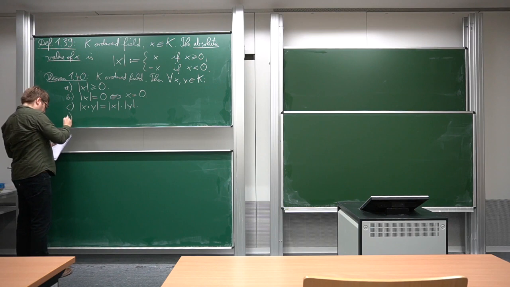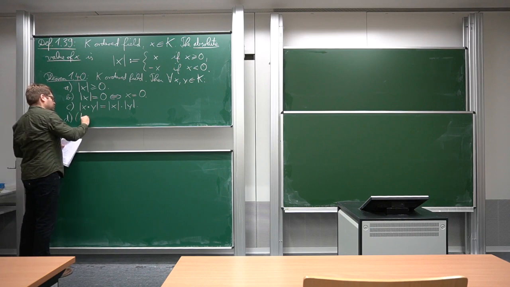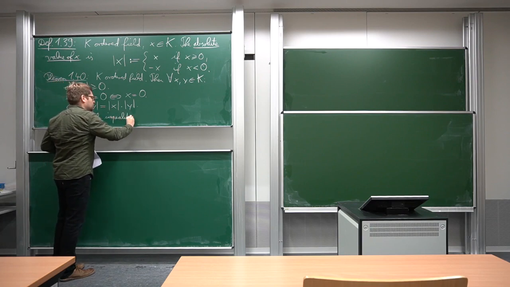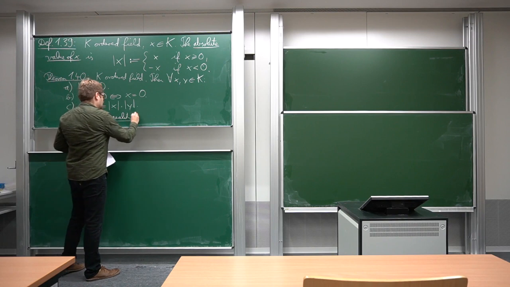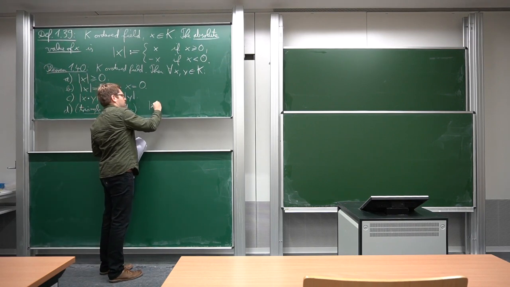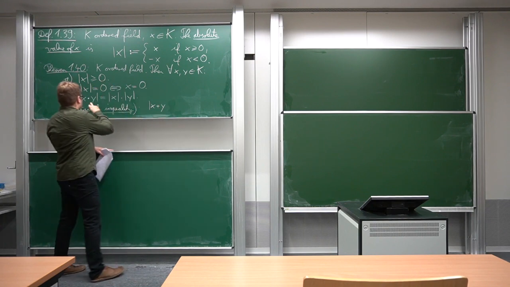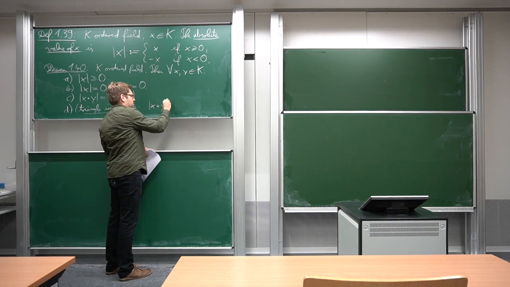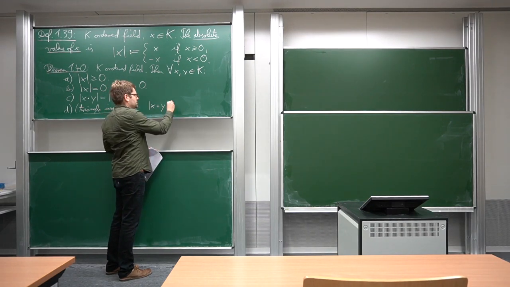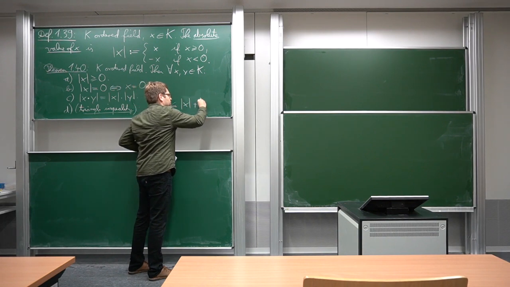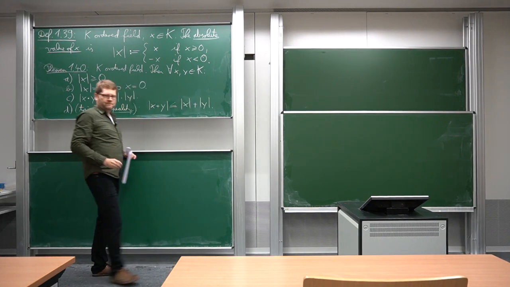And finally, something very important called the triangle inequality. Where this name comes from, I will tell you in a few lectures because there's a geometric interpretation. Namely, we have seen the absolute value of a product is the same as the product of the values. For the absolute value of a sum, it's not that simple, but we know that this is smaller than or equal to the sum of the two absolute values. Okay.